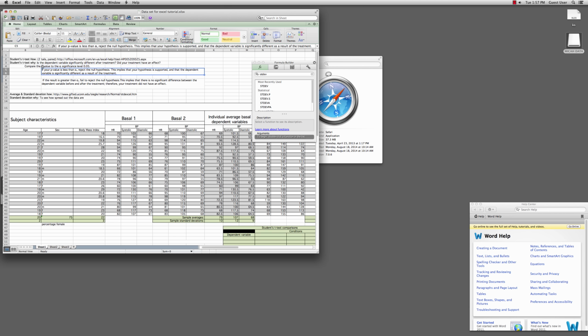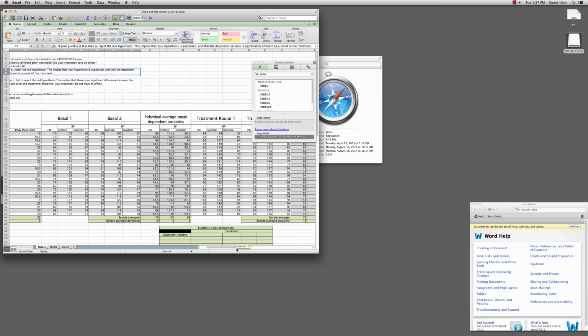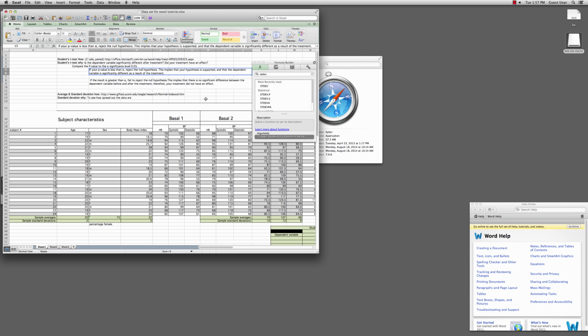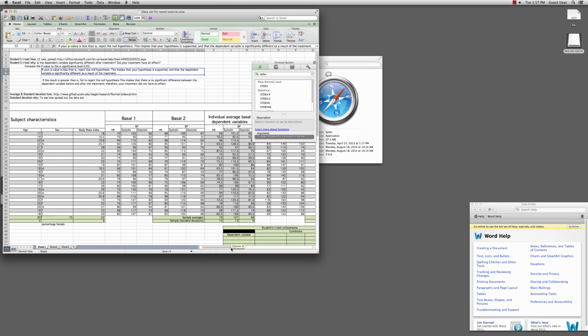So compare the p-value to an alpha significance level of 0.05. We need to create p-values and then compare them to 0.05. If it is less than 0.05, your alpha, you reject the null, and that supports the hypothesis that something is different, whatever those variables are. If it is greater than 0.05, you fail to reject the null, meaning there was no support for your hypothesis. There is no significant difference between your dependent variables.